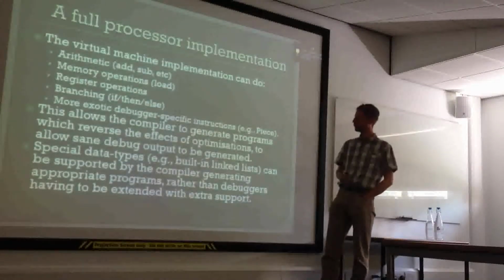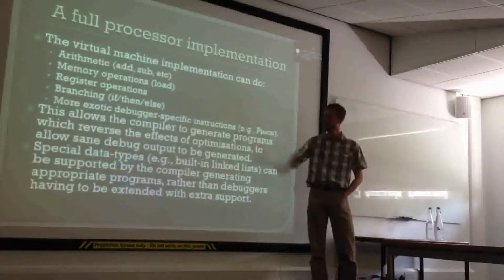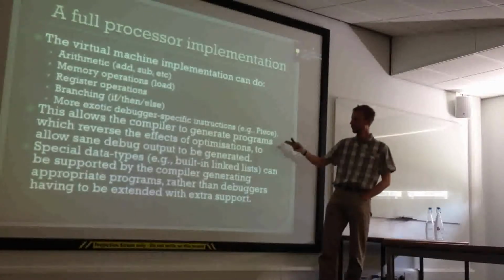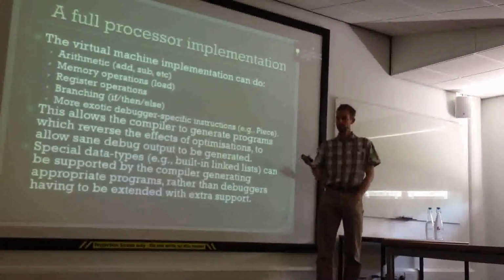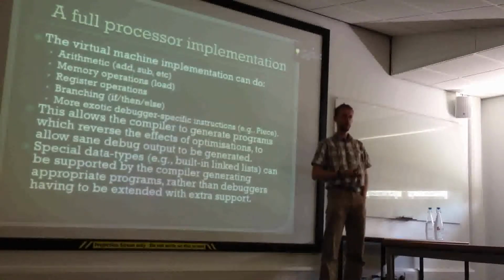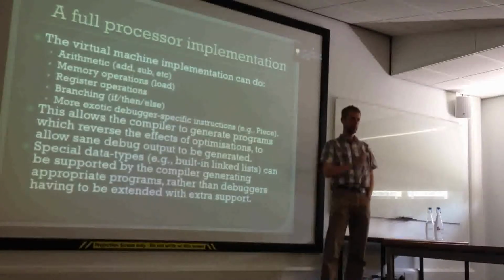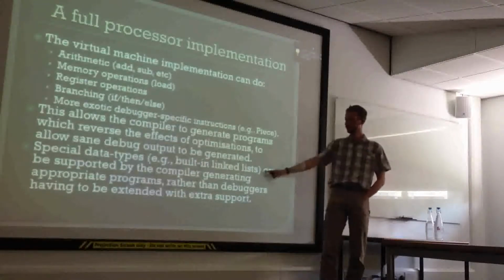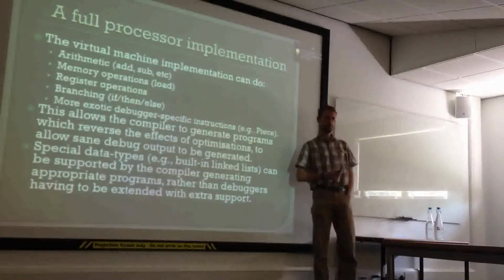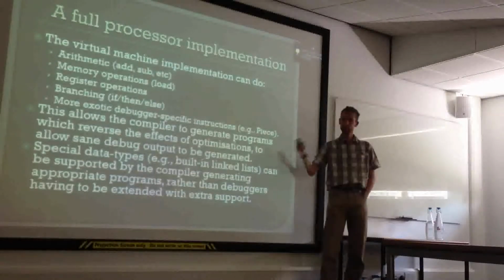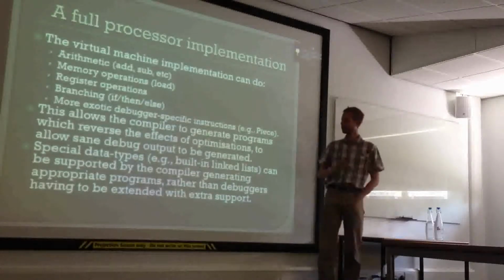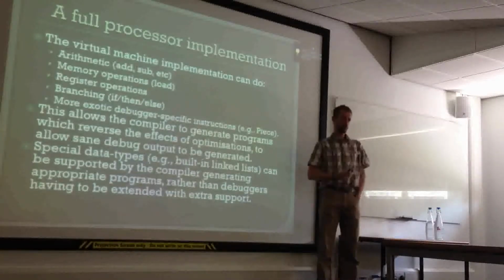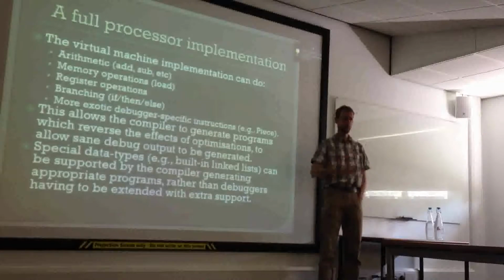So the virtual machine has a full implementation of the processor: it does arithmetic, memory operations, branching, and can do all sorts of clever things. It's got some extensions, and it allows the compiler to tell the debugger what it's done to your program, so that the debugger can reverse engineer all of the clever optimizations that have happened. It also means that the compiler can generate special data types. If you had a linked list, for example, there's no built-in support for linked lists in most debuggers, but the compiler can generate a sequence of programs for handling linked lists. And then any debugger which is capable of using DWARF can use those linked lists and give you the output of what they actually store.